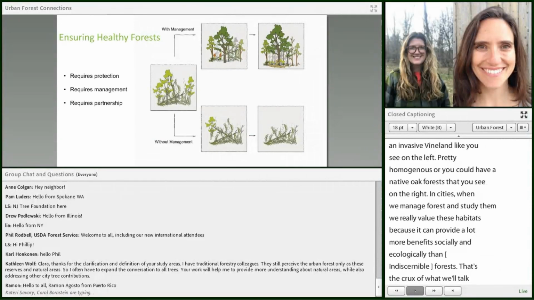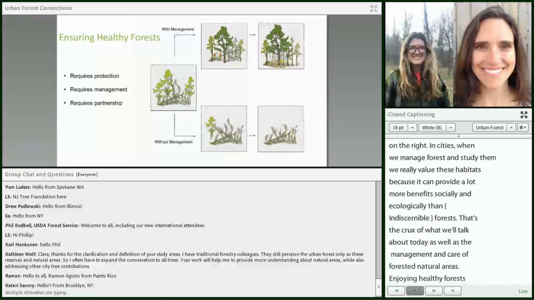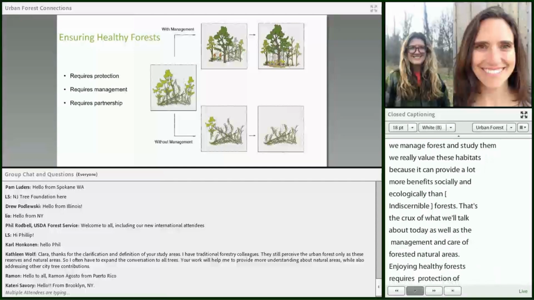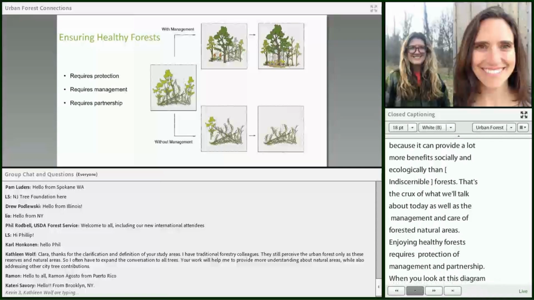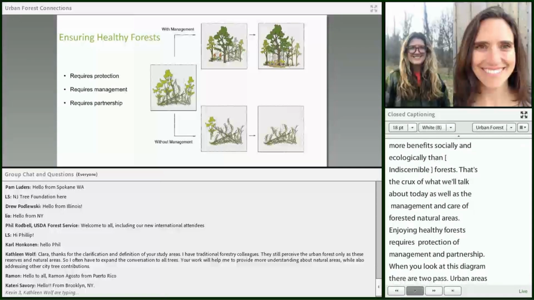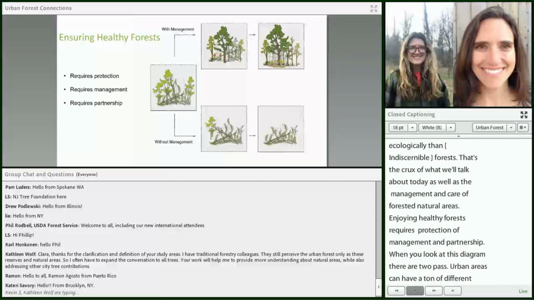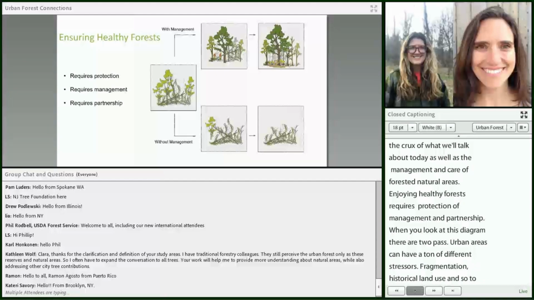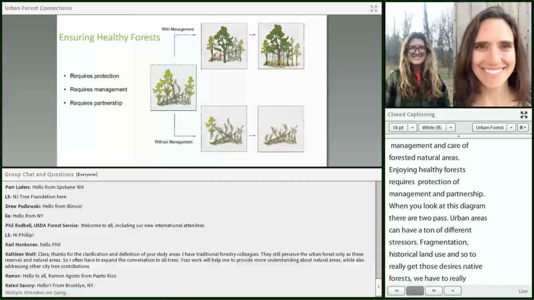Ensuring healthy forests in cities really requires protection, management, and partnership. When you look at this diagram, there are two paths here. Urban areas can be subjected to a ton of different stressors, fragmentation, historical land use. And so to really get those desired native forests, we have to think about management systems and approaches for management.